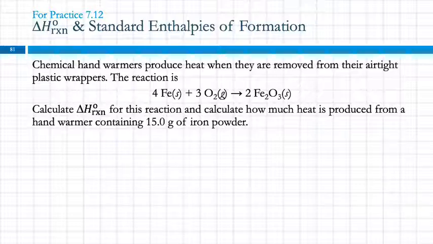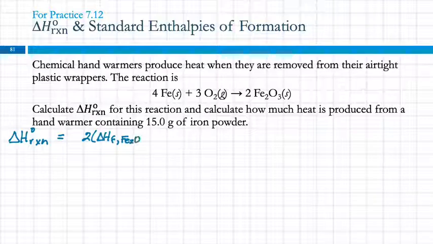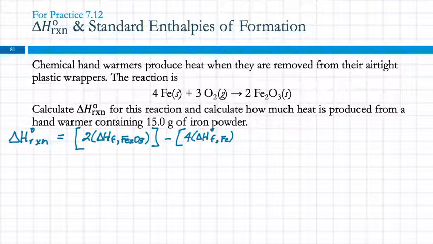Well, the first thing we have to do is find delta H for this reaction, and it's the standard heat of reaction. So that's the heats of formation for the products minus the heats of formation for the reactants. So for the product, I've got 2 times the heat of formation for the Fe2O3, and that's the only product. And then I'm going to subtract the heats of formation for the reactants, 4 times the heat of formation for Fe, and 3 times the heat of formation for O2.